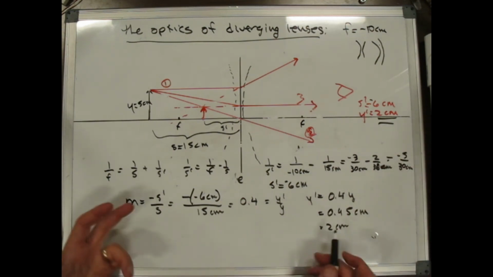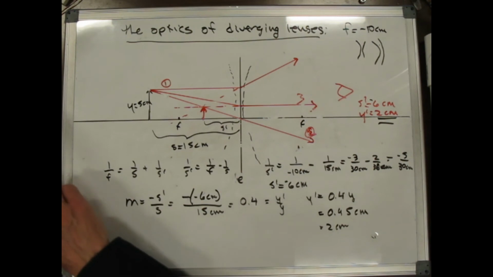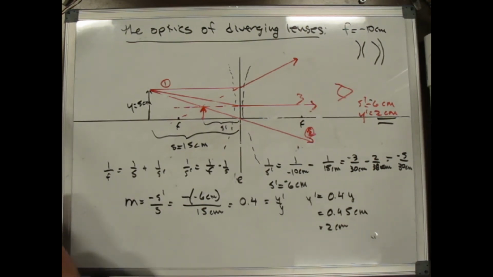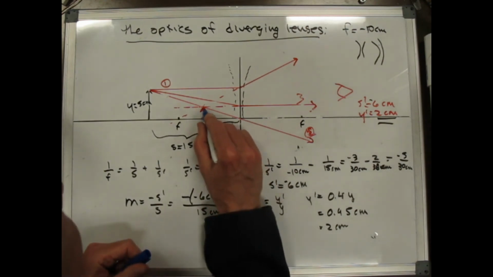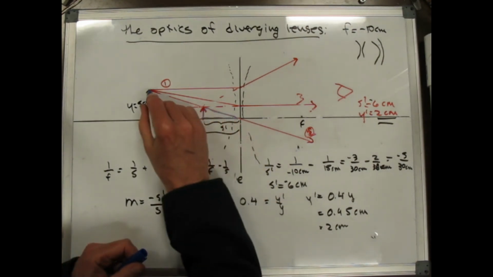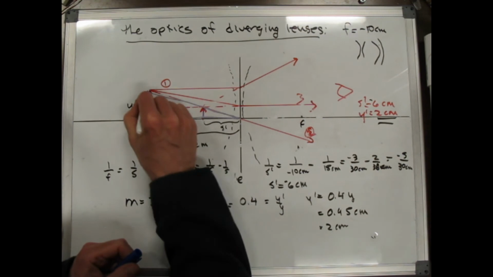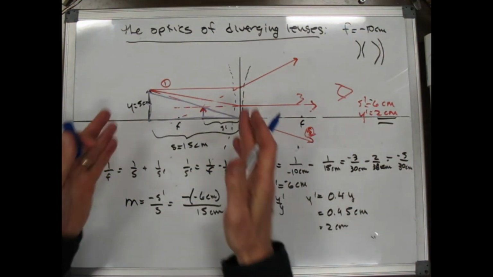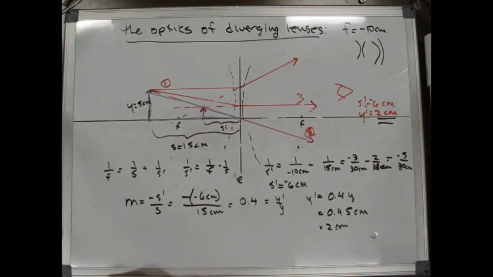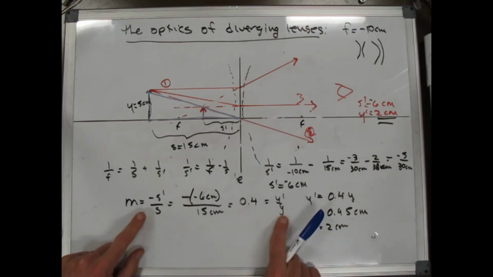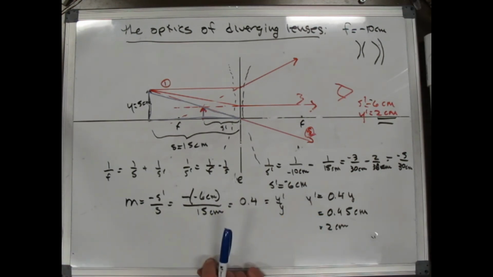Once again, I keep drawing these triangles that are similar. These relationships are justified by the fact that this triangle and this triangle are similar triangles. They'll always be similar triangles for all these mirrors and lenses that we do, and so these relationships hold for all of those guys.